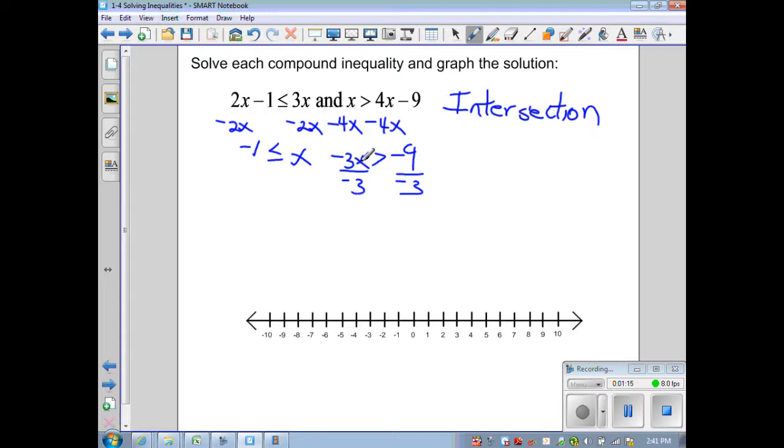And that's going to give me x and 3. And recall from properties of inequality, when I multiply or divide by a negative value, that's going to flip or reverse my symbol. So this is going to be less than. And what I can do is, since this is an intersection, I can combine these. So x is greater than or equal to a -1, and x is less than 3.